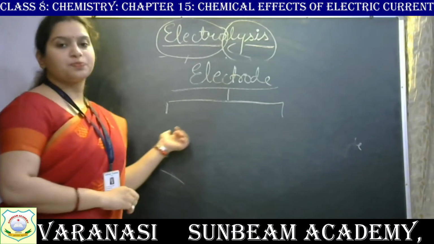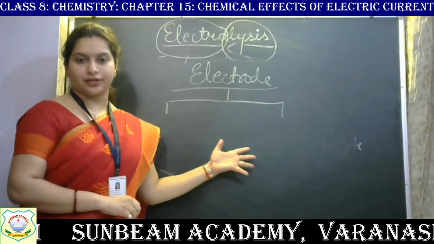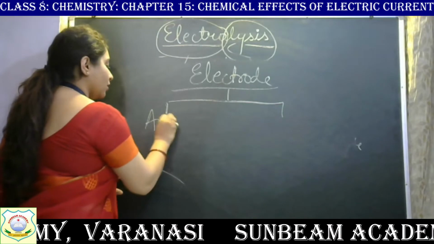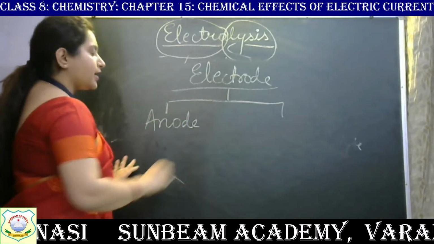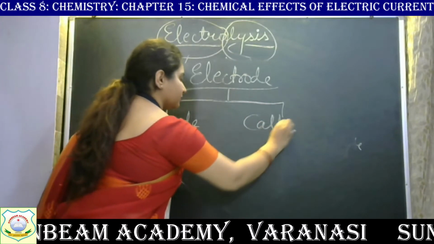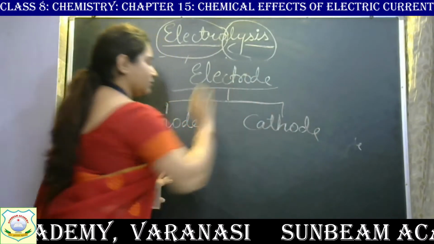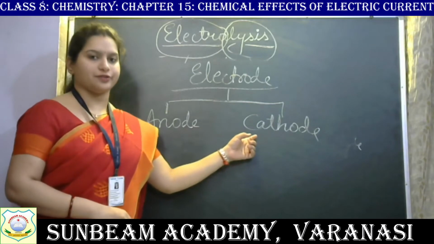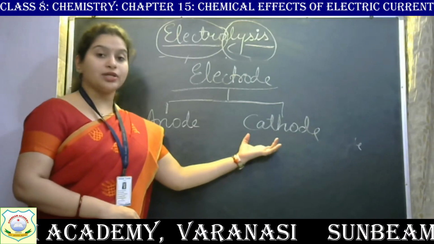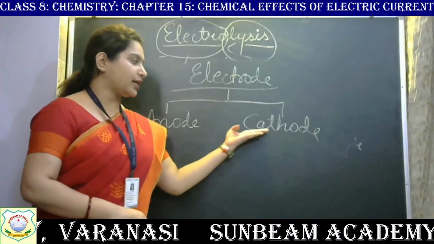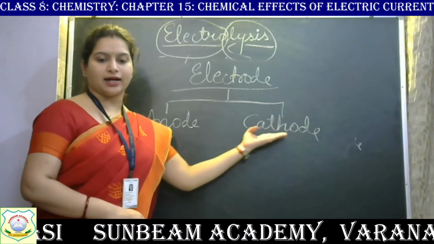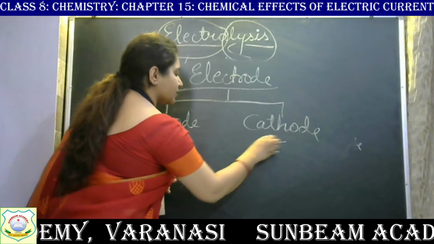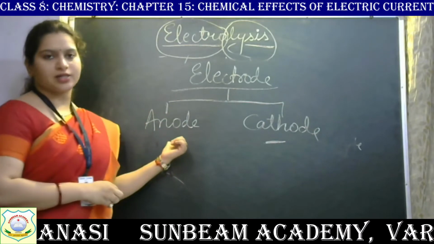Okay. One is positive, another is negative. ठीक है. So the positive is called anode and negative is called cathode. ठीक है. Anode is positive and cathode is negative. ठीक है. अब इसको याद कैसे करेंगे हम लोग? कैथोड में कैट आ रहा है लाइक कट. ठीक है. तो कट मतलब माइनस and just opposite of it is anode.